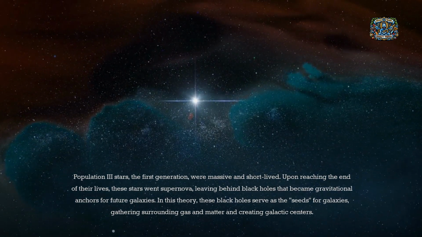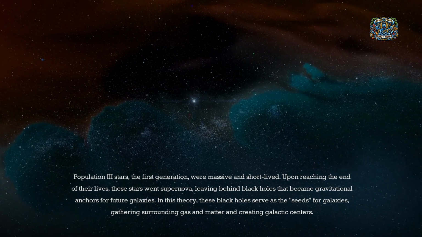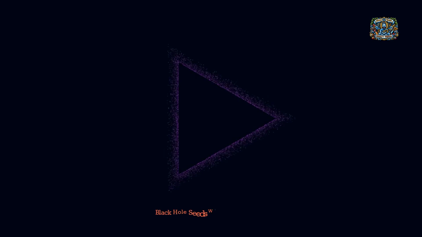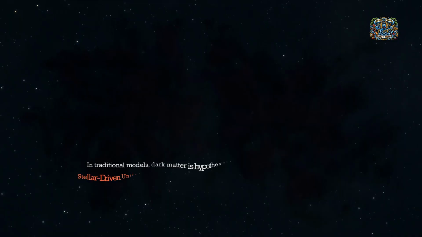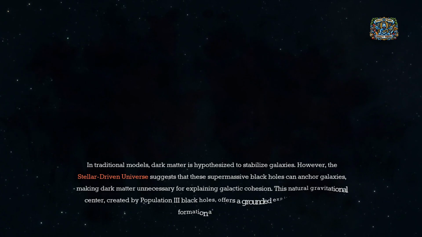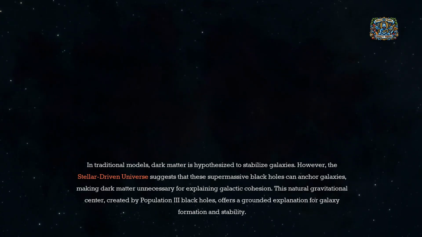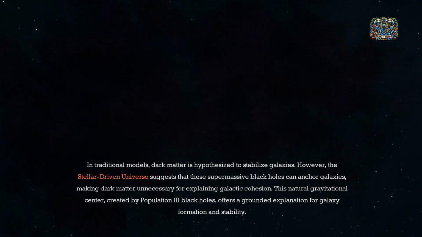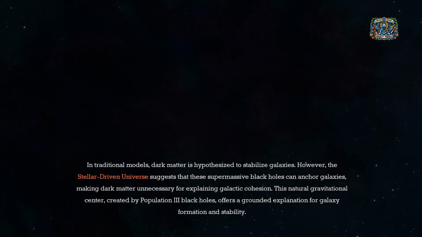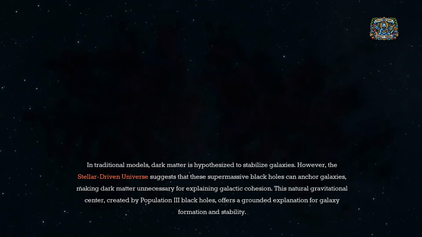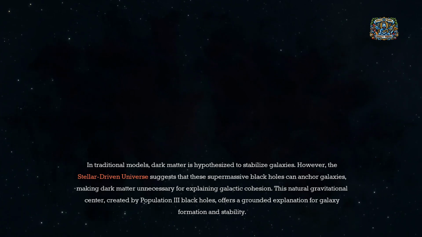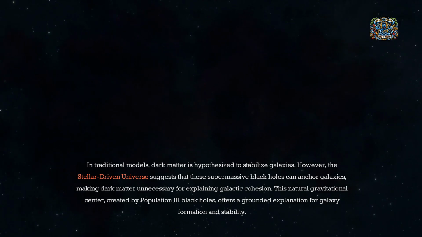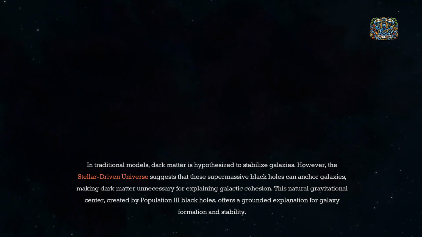In this theory, these black holes serve as the seeds for galaxies, gathering surrounding gas and matter and creating galactic centers. Black hole seeds without dark matter. In traditional models, dark matter is hypothesized to stabilize galaxies. However, the stellar-driven universe suggests that these supermassive black holes can anchor galaxies, making dark matter unnecessary for explaining galactic cohesion. This natural gravitational center, created by Population 3 black holes, offers a grounded explanation for galaxy formation and stability.